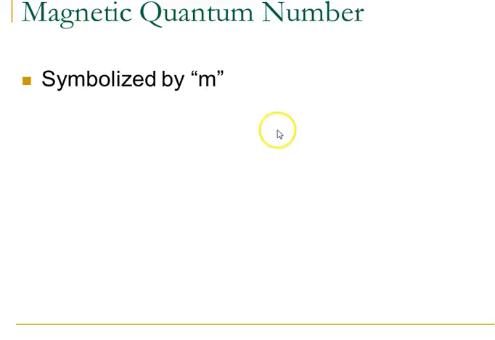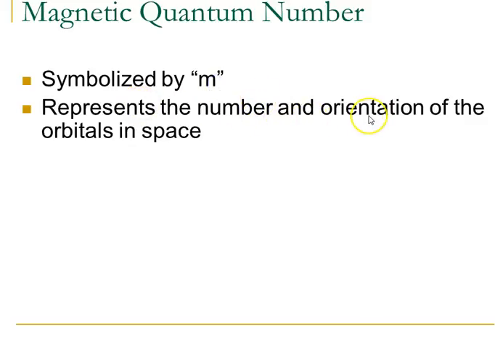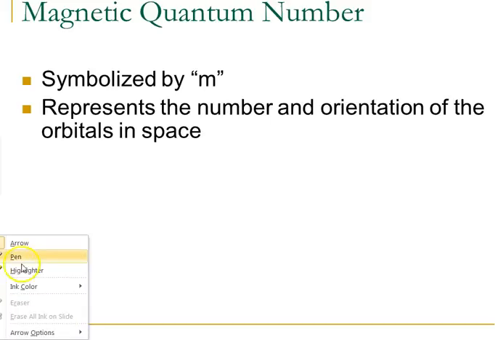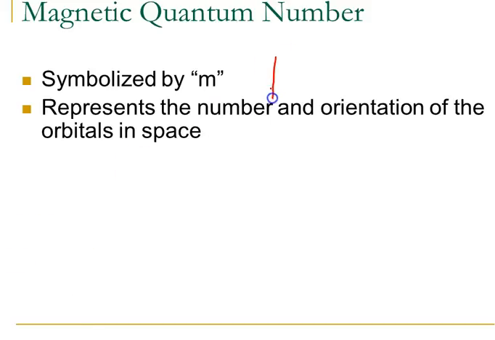So to finish the quantum numbers, the magnetic quantum number, symbolized by the letter m, represents the number and orientation of orbitals in space. So it's basically how the orbitals are arranged in 3D space. And generally when we look at the orientation, we're going to consider things, for instance, around an x, y, and z axis system.